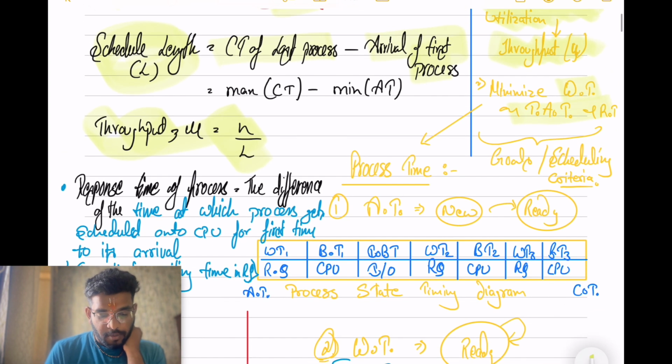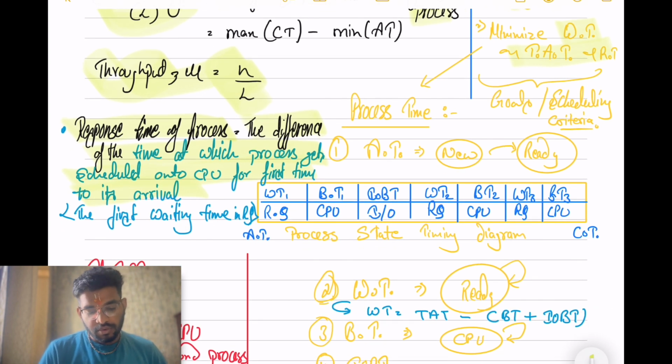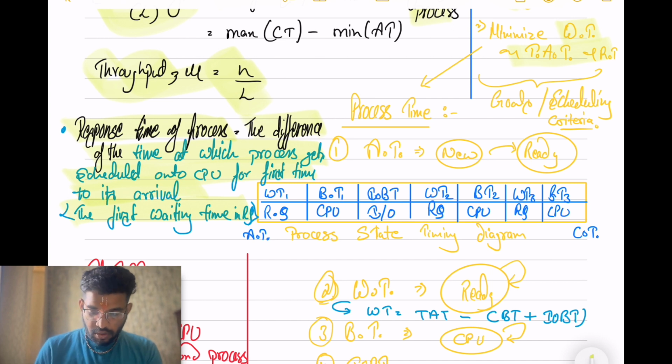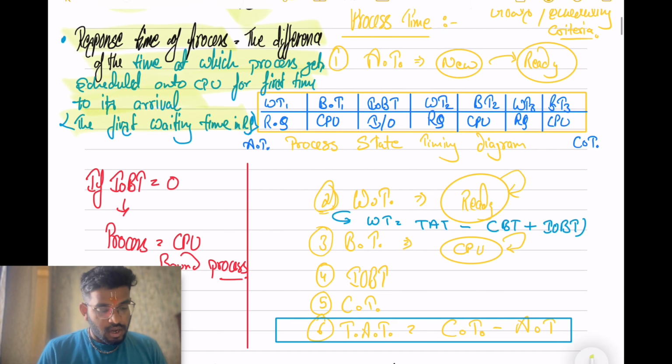Response time of a process is the difference between the time at which the process gets scheduled onto the CPU for the first time and its arrival time. The first waiting time in the ready queue is known as the response time of a process. If IO burst time is zero, then the process is always CPU bound.